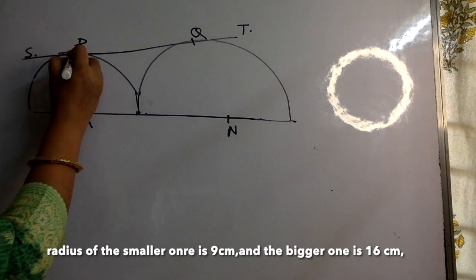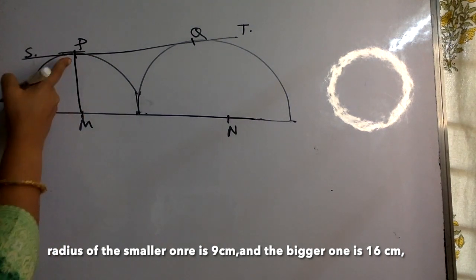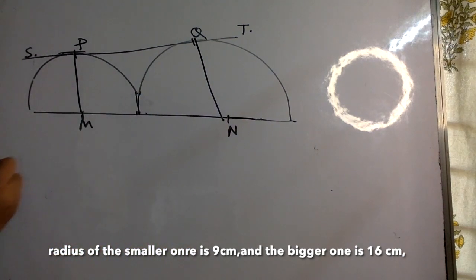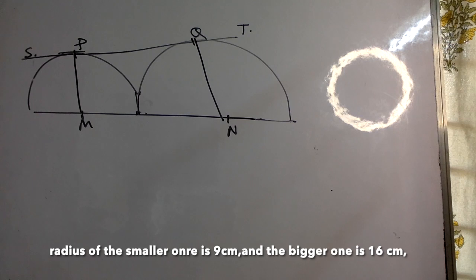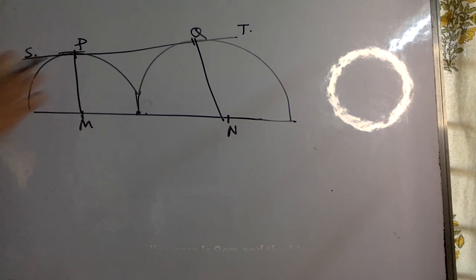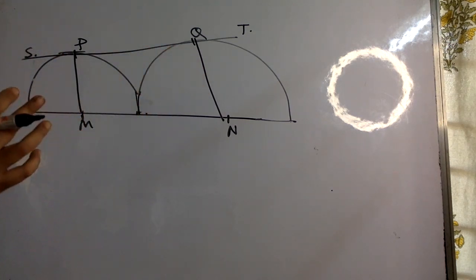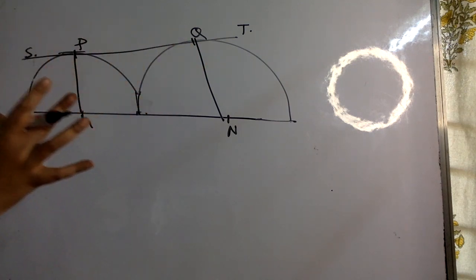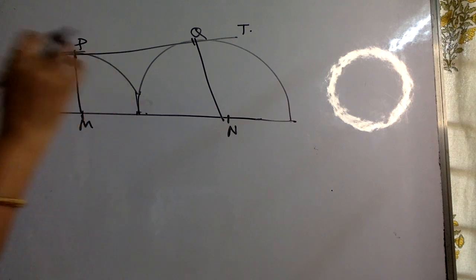We can join this with the center, and here also we can join this with the center. Now we all know, what have they asked us in the question? They have asked us the length of PQ, that is the part of the common tangent, the line segment PQ.